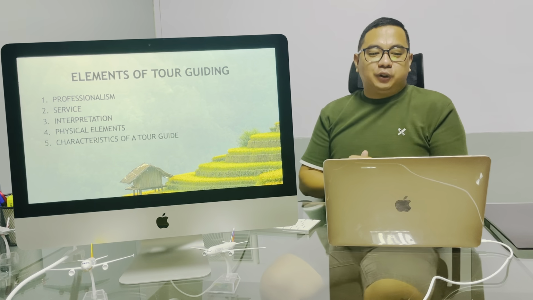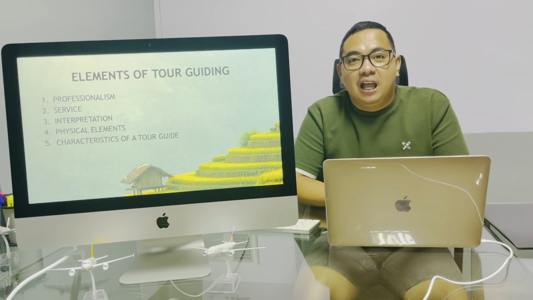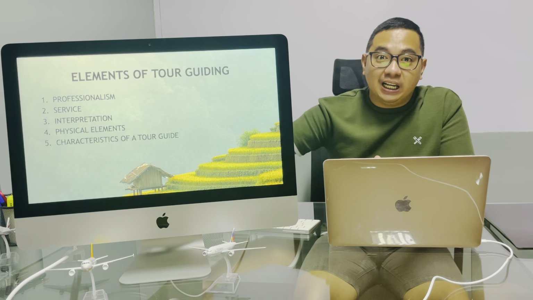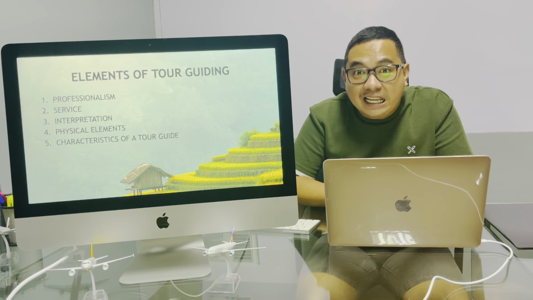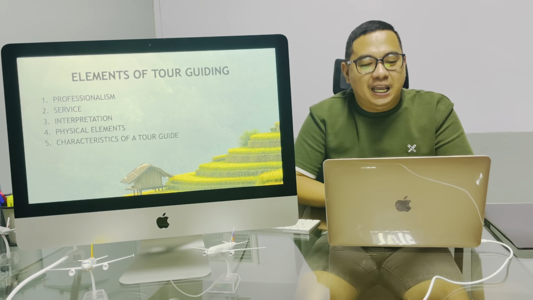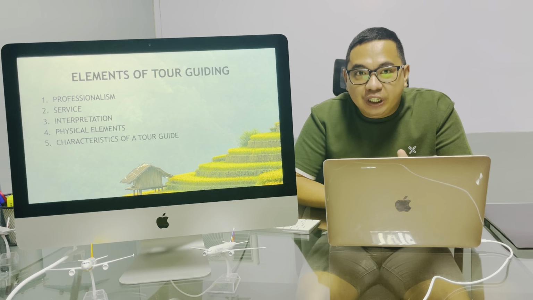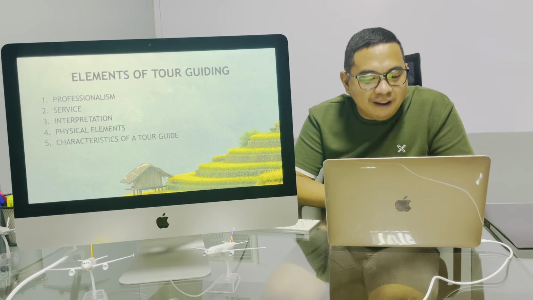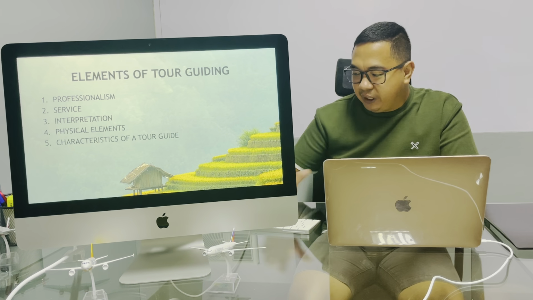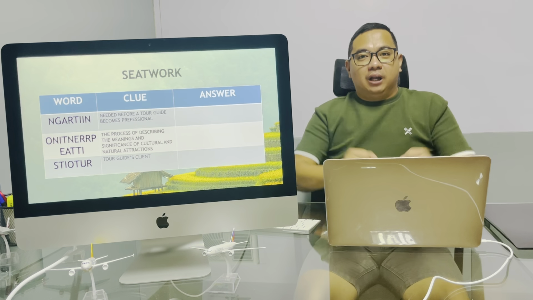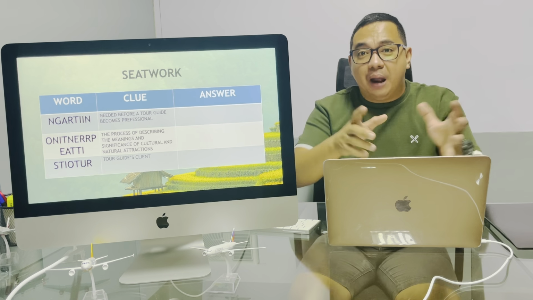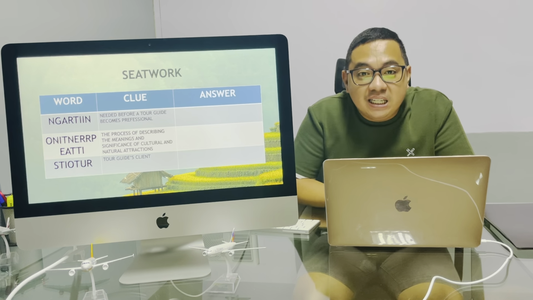What are the elements of tour guiding? Number 1, I'm going to discuss this in our next lesson on Wednesday. I will go deeper into this. First one, professionalism. Number 2, service. Number 3, interpretation. Number 4, physical elements. Number 5, and then the characteristics of a tour guide.